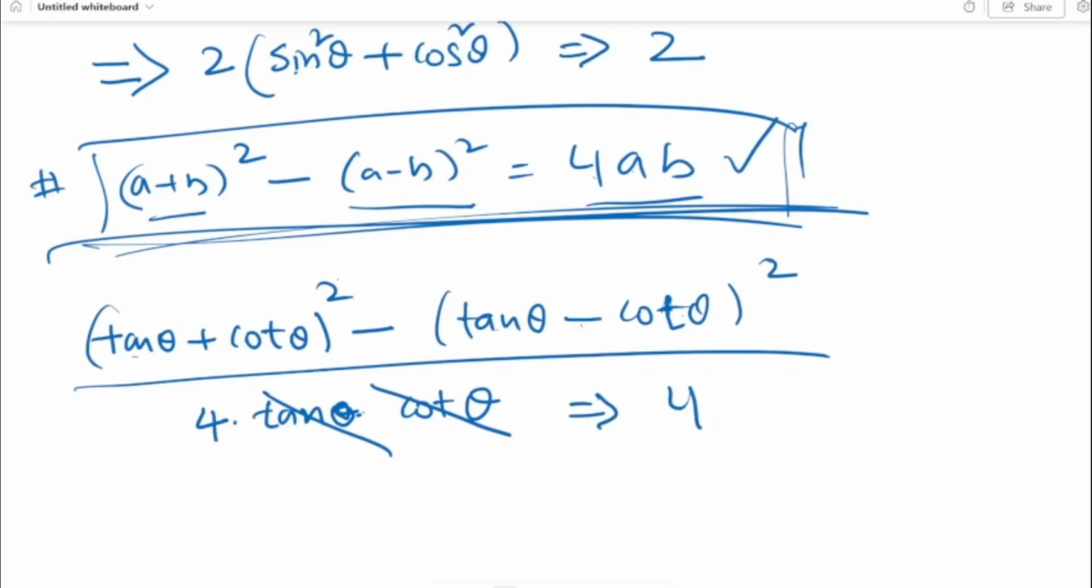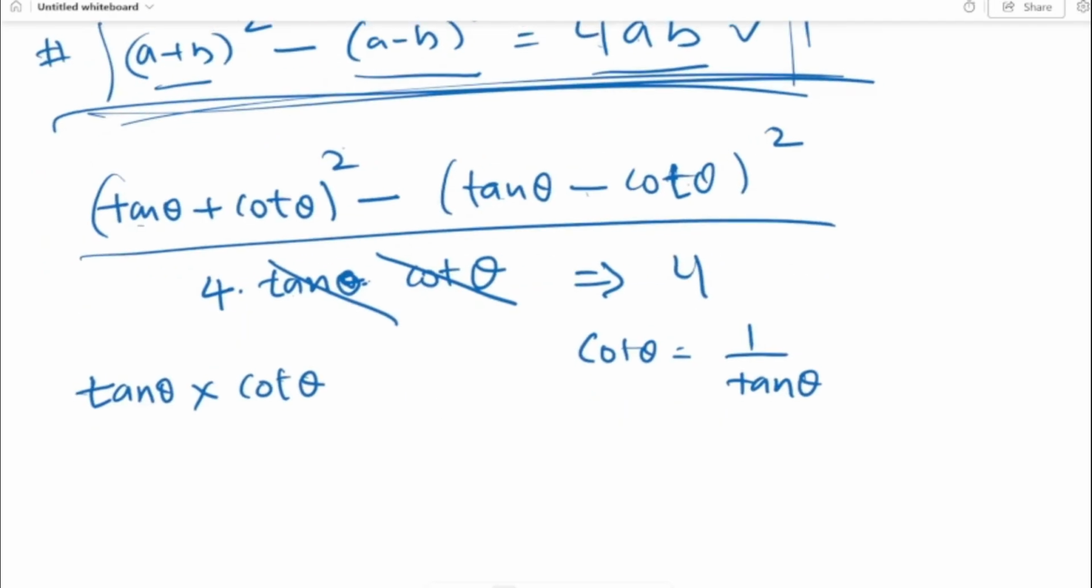What I mean is tan theta times cot theta. What is cot theta? Cot theta is 1 over tan theta. So this is tan theta times 1 over tan theta. These two cancel. The answer is 1.